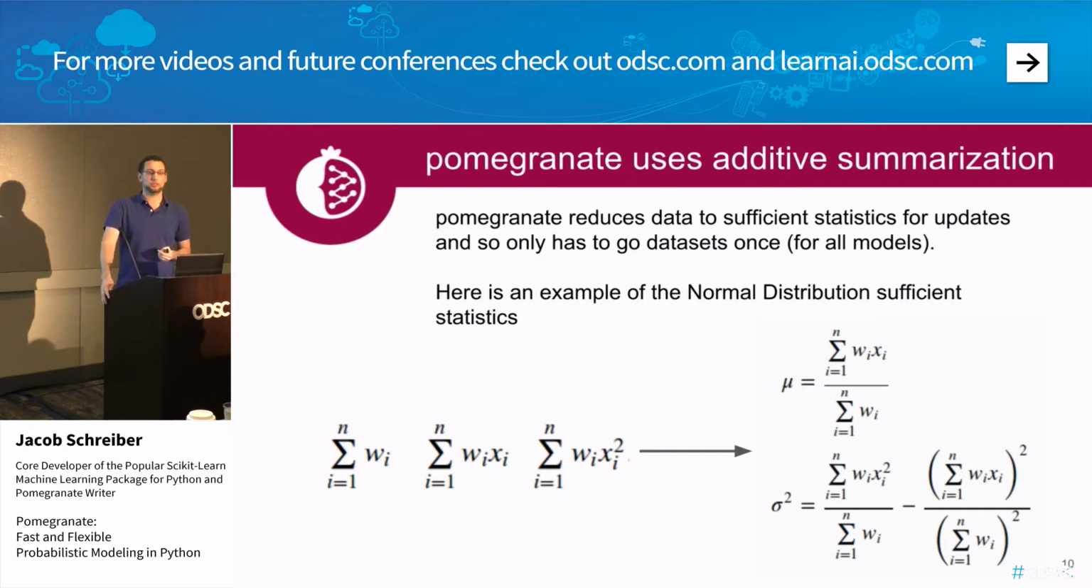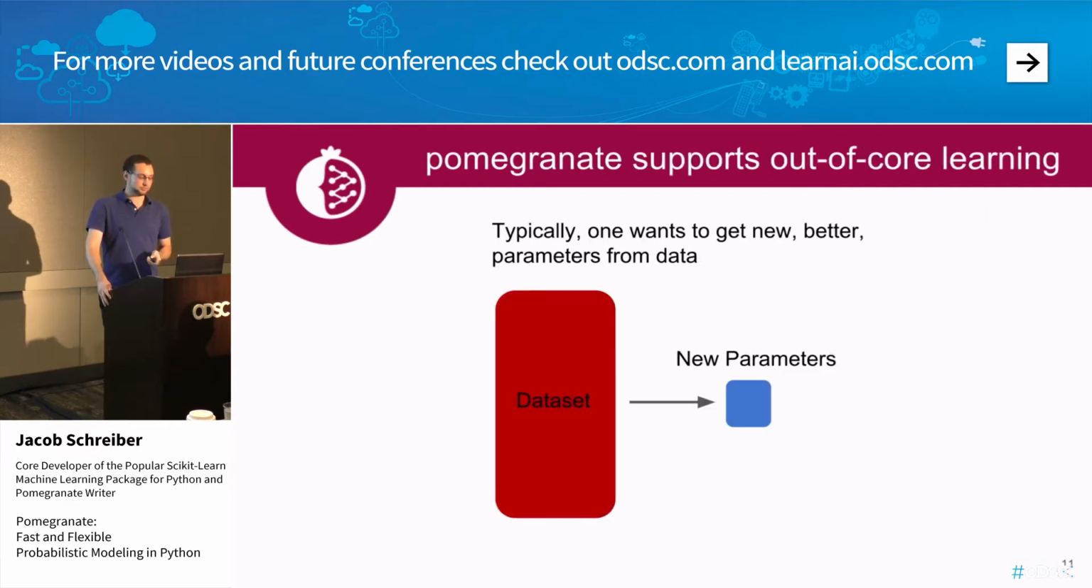All models in Pomegranate allow you to do this, whether it's a normal distribution or a multivariate Gaussian distribution or a hidden Markov model. All of them use these additive sufficient statistics to calculate model updates. This has a natural implication, which is that if we have these additive sufficient statistics, we don't need to see the entire data set at the same time. What you typically would do with, like, Scikit-Learn is that you would have some big data set and you would look at it and you would calculate new parameters using it.